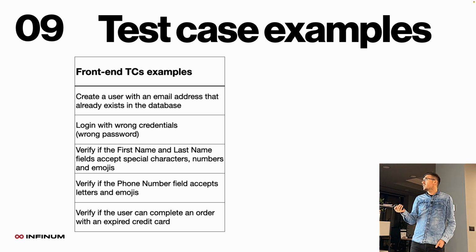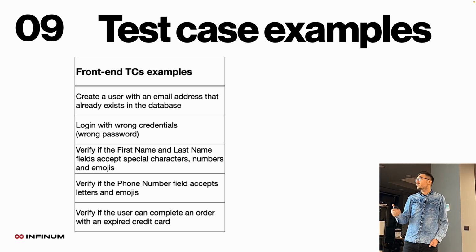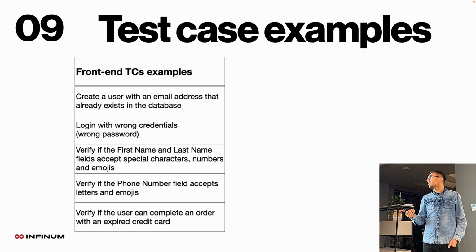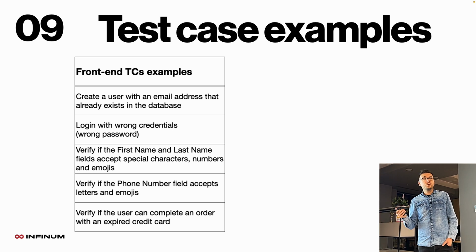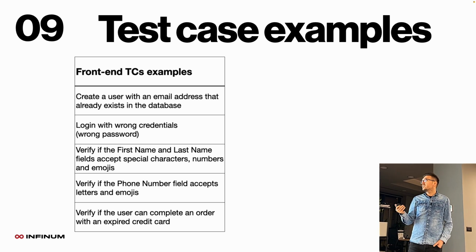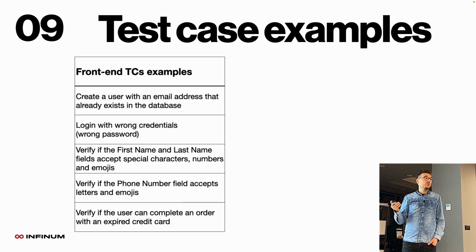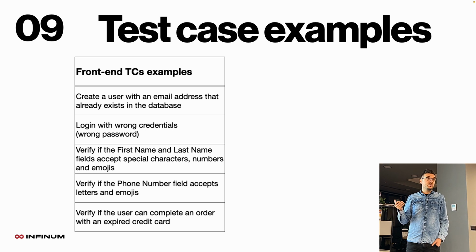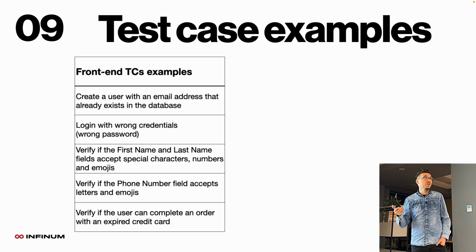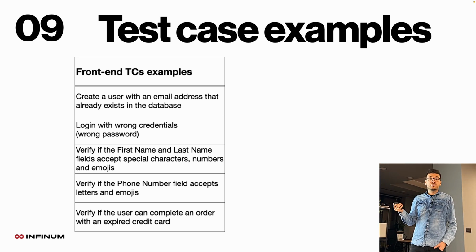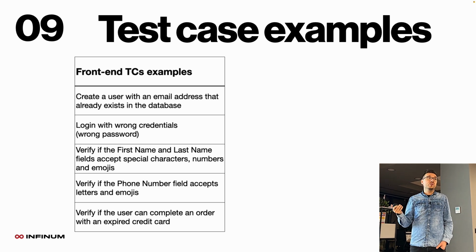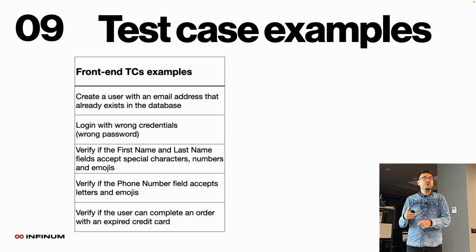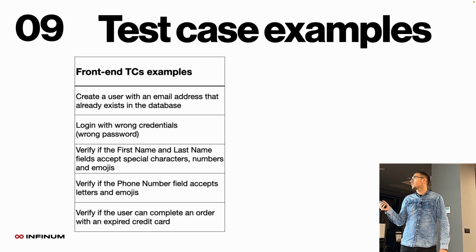And the last scenario that came to my head when I prepared this presentation was to verify if the user is able to complete an order with an expired credit card. This is a very good negative test scenario, because if the user is able to submit an order, even though this credit card has sufficient funds but is past its expiry date, it should throw an error, or in our words, should not allow the user to finish the order.